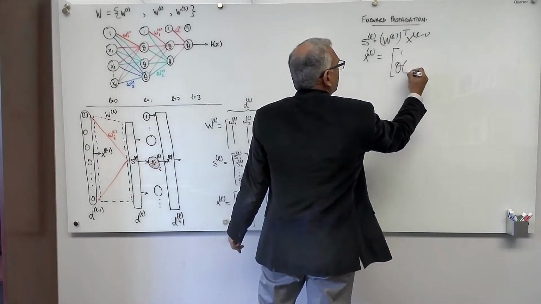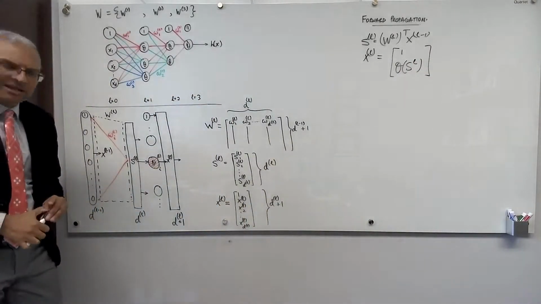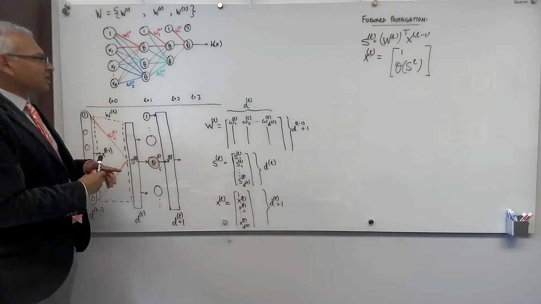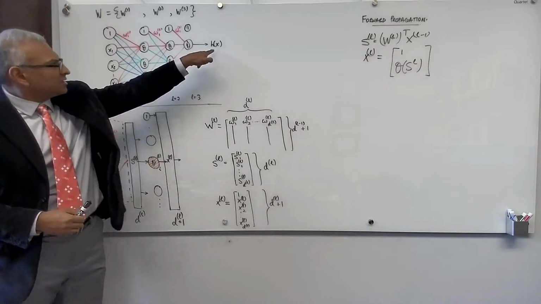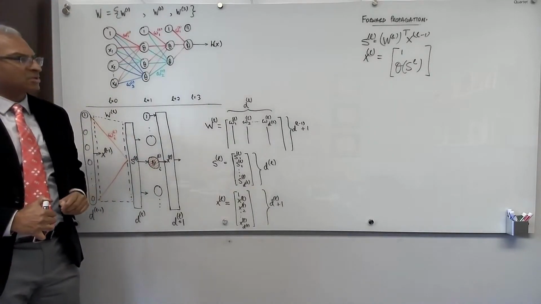1 theta of SL. Okay, so mathematically, that's what's going on in layer L. Okay, now let's put this together. Let's cascade and get the final output H of X. And that's the forward propagation algorithm.